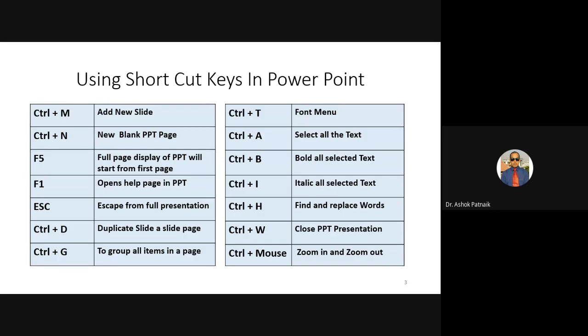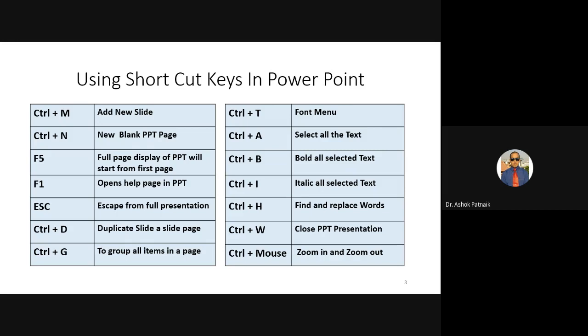Control D, when you want to duplicate a slide, you don't need to type the entire page again. What you can do is just press Control D. The previous slide, which you want to manipulate or change a little bit, maybe in terms of numbers or names, you can do that by just pressing Control D. It will give you a duplicate slide.